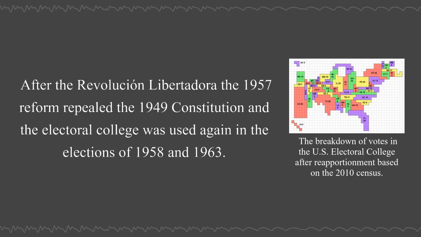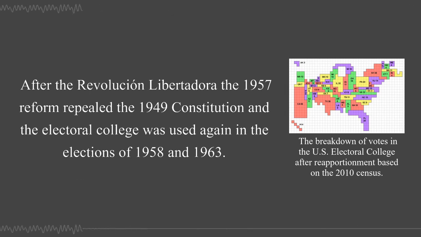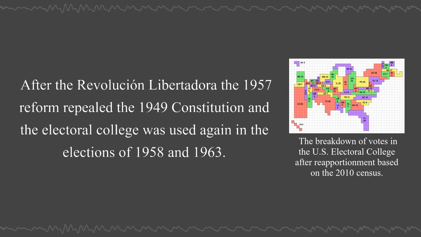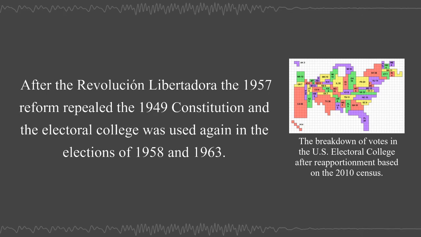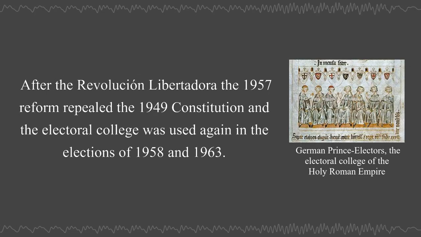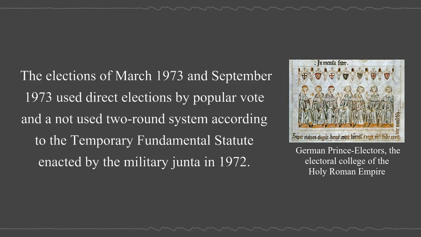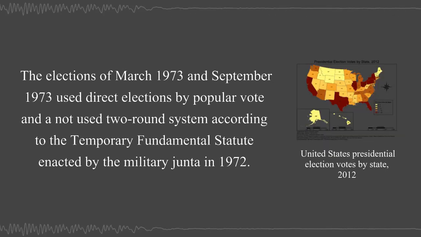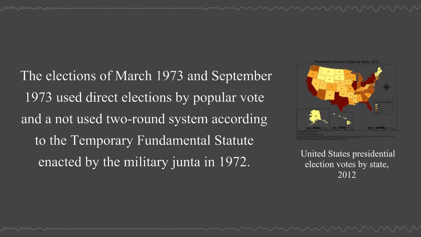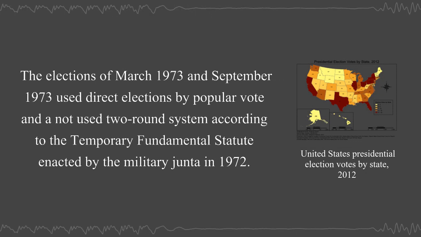After the Revolución Libertadora, the 1957 reform repealed the 1949 Constitution, and the Electoral College was used again in the elections of 1958 and 1960. The elections of March 1973 and September 1973 used direct elections by popular vote and a two-round system according to the temporary fundamental statute enacted by the military junta in 1972.